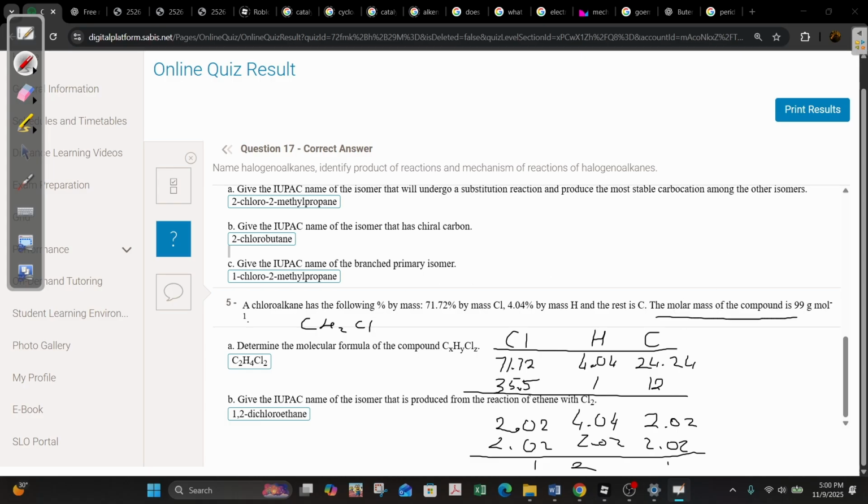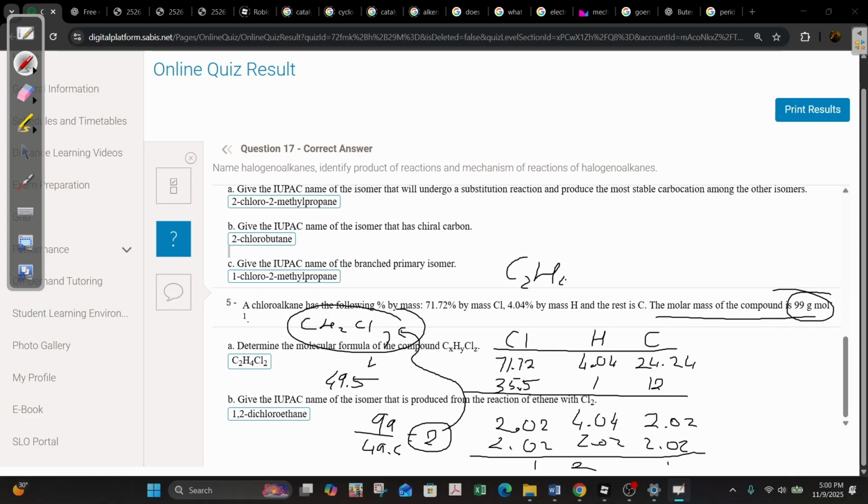But it's not done yet. Didn't they say that the molar mass of the compound is 99 grams? That's very important. Okay, so first get the molar mass of this and see if it is 99. It's not right. You'll get 49.5. So what do we do? Simple. We do 99 divided by 49.5, and this will give us 2. And then you multiply this here. As a result, you'll get C2H4Cl2. And that is what you need.